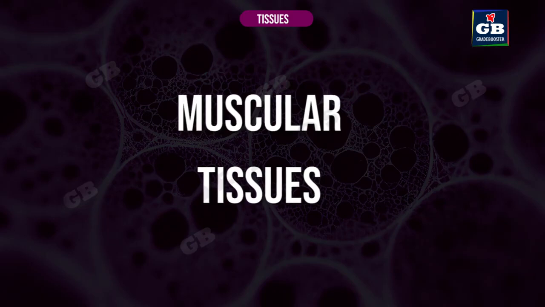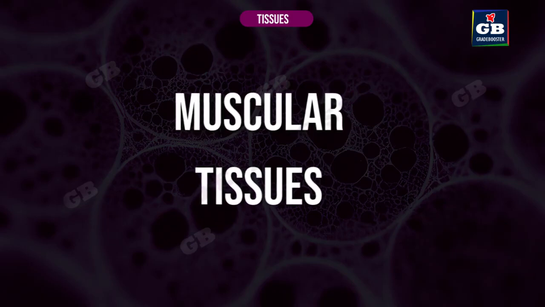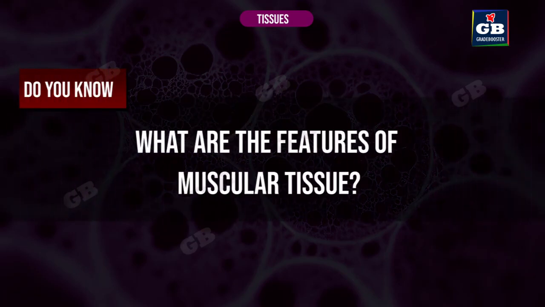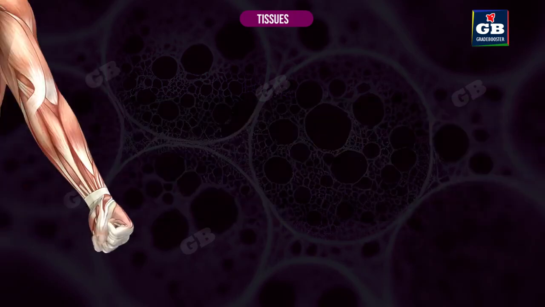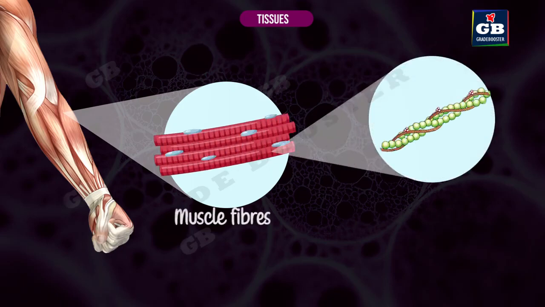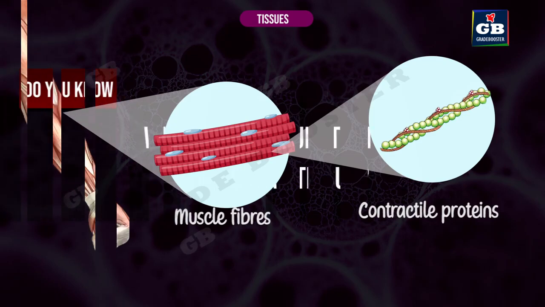Muscular tissue. Now, let us learn about muscular tissue. What are the features of muscular tissue? The cells of the muscular tissue are elongated. These cells are also called muscle fibers. Muscle cells contain special proteins called contractile proteins. The muscles are able to contract and relax due to these proteins.